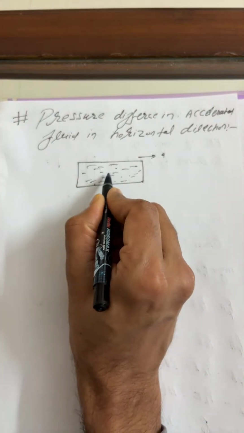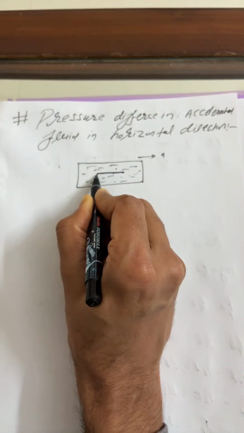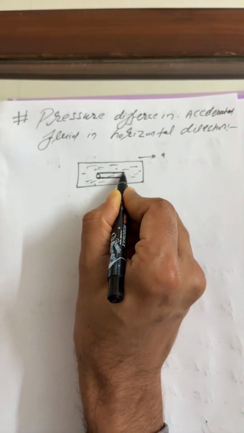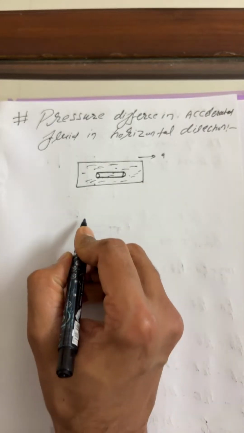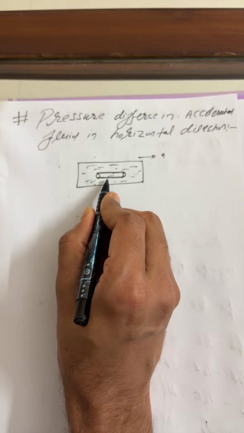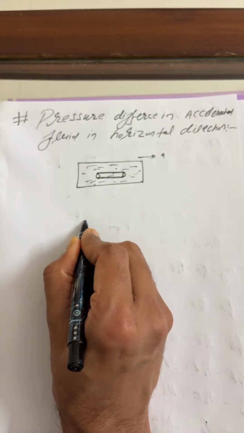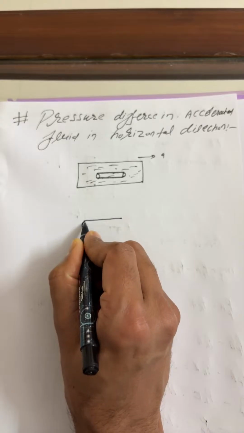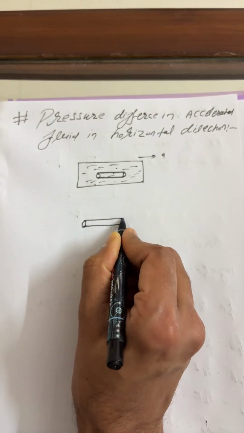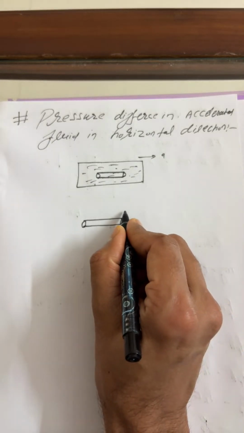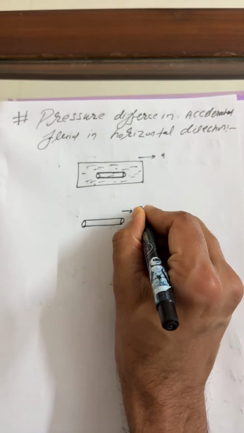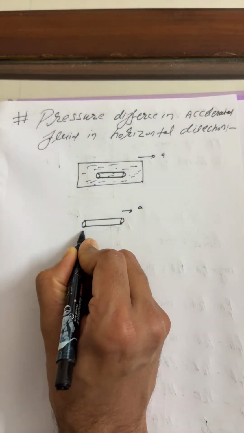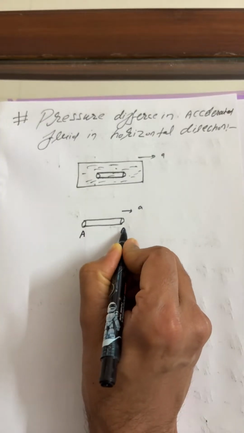Here again you can consider an imaginary cylinder of water. I'll take it out so I can easily make the FBD. Because the entire container moves towards the right, this cylinder also moves towards the right. This is point A, this is point B.